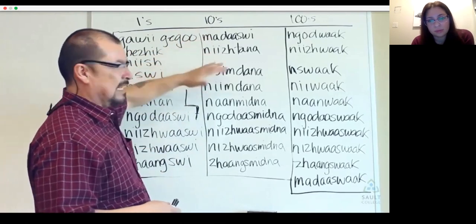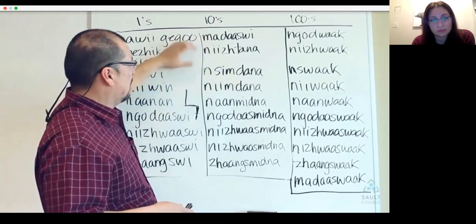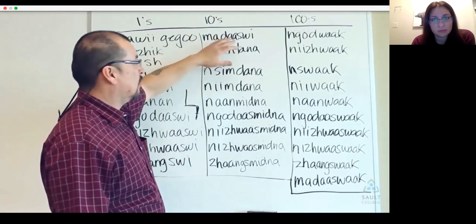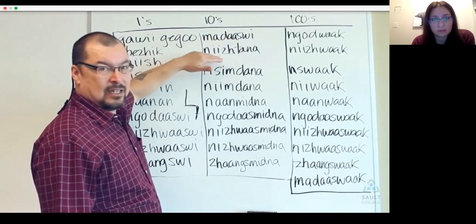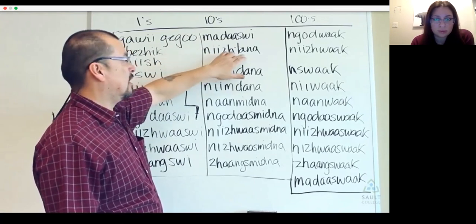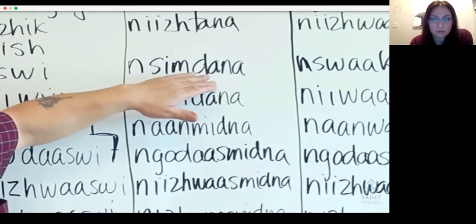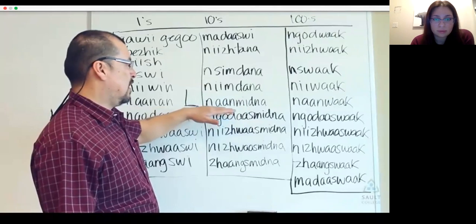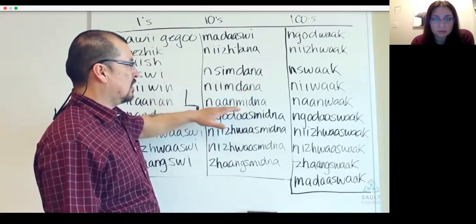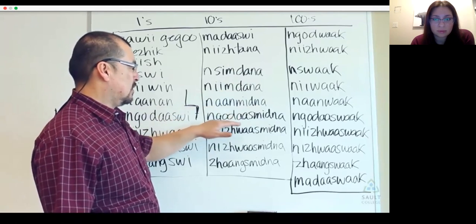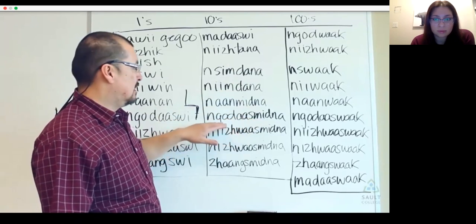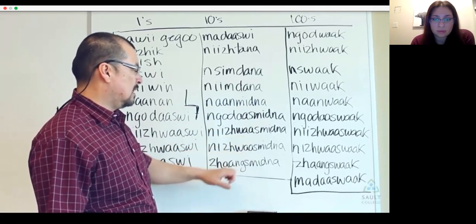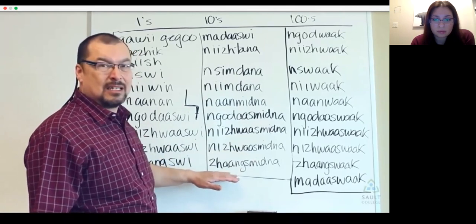Now, if we look at the pattern, we're going to have a pattern established once we get into the 10s, and they change around the 50 mark. So we have 9 zhaangswi, 10 is mdaaswi, 20 is niishtana, 30 is nsimdana, 40 is nimdana. You see a little bit of a change here: 50 is naanmidana, 60 is ngodwaasmidana, 70 is niizhwaasmidana, 80 is nshwaasmidana, 90 is zhaangsmidana.